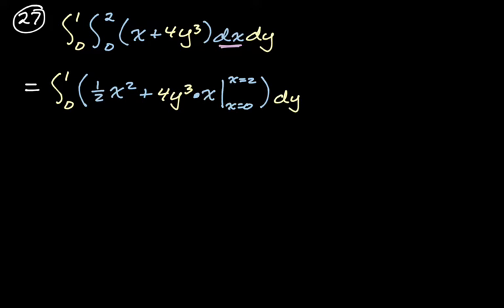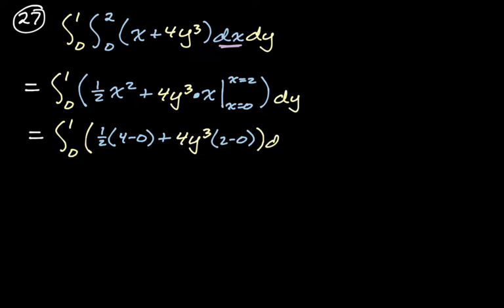All right, we evaluate the inner integral using the fundamental theorem. So we plug in 2 for x, and then we plug in 0 for x. People handle this in different ways. I'm going to do this first part as if it's its own thing. So we'll get 1/2 and then 4 minus 0, and then we'll have plus 4y cubed, and then 2 minus 0, right? So x, we're plugging in 2, then we're plugging in 0, we're subtracting.